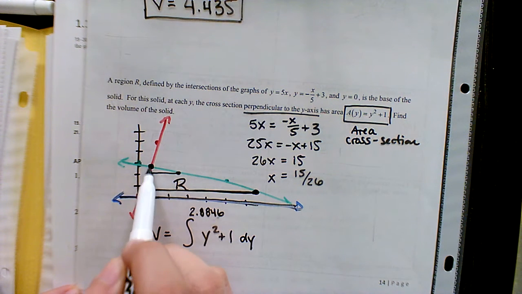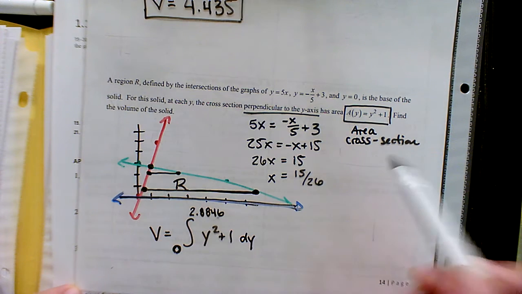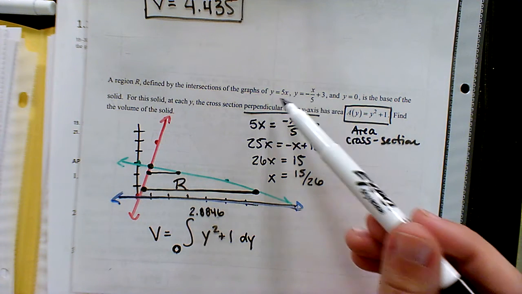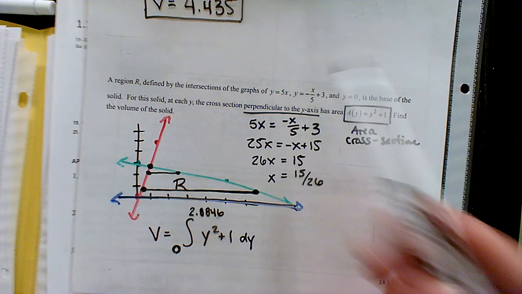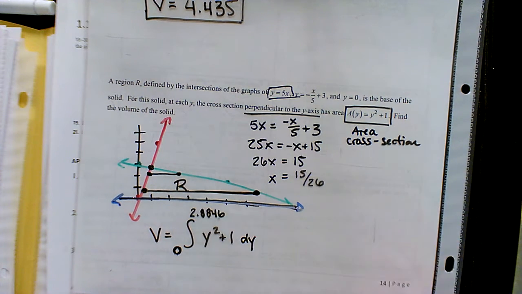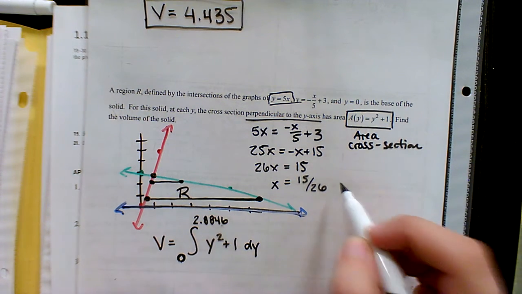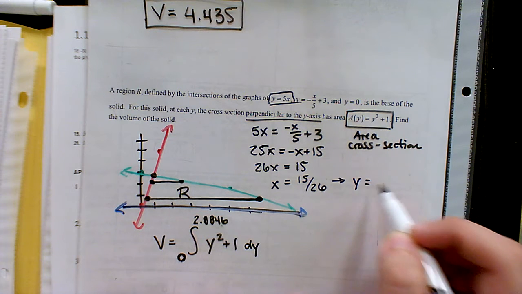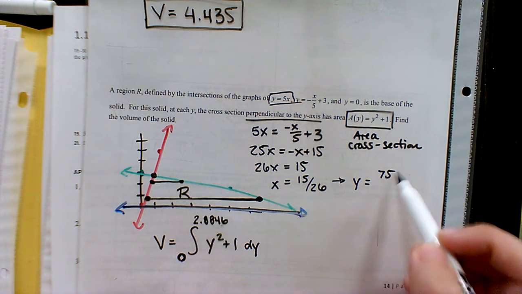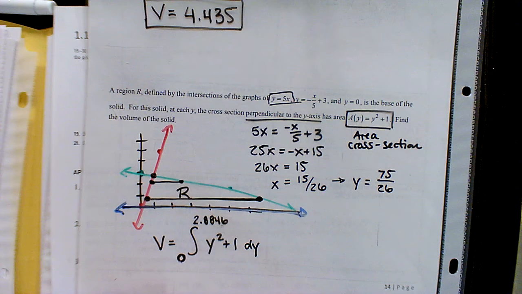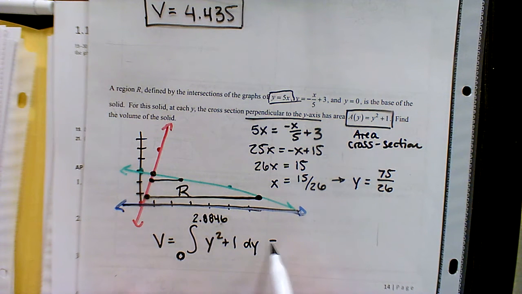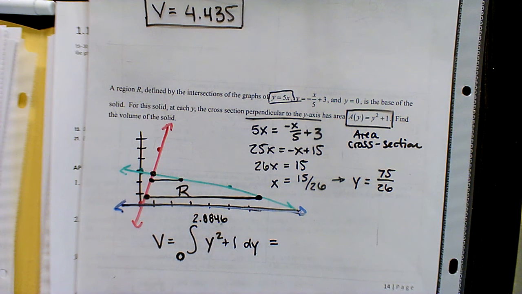Okay, if we want the height in terms of the y-axis, we would have to plug this into either equation to figure out the y. I think this equation is a little bit easier. If we were to take this x value and multiply it by 5, the y value, 15 times 5 is 75. So 75/26, I bet is the same as 2.8846. Okay, so go ahead and you can let the calculator do the work from there. Let's go ahead and find our volume.